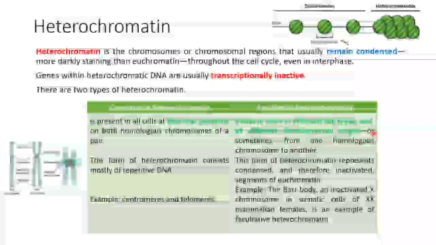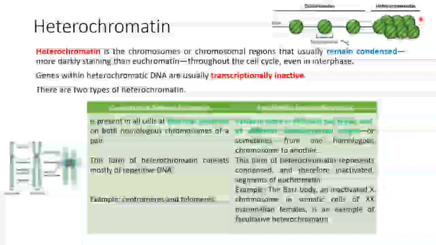So we defined the euchromatin. Now we'll move to the heterochromatin. The heterochromatin is also a part or region of the chromosome, but this time the heterochromatin region is always in the condensed form. So this is the structure of the euchromatin, so shift between decondensed and condensed. However, the heterochromatin is always present condensed.